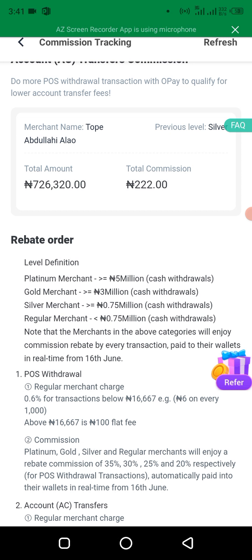I hope you get that. So the higher the level, the higher your commission will be. Everybody is charged the same amount, but the commission that will be returned to your wallet, that is the bonus you will get, is dependent on your level, and the higher your level, the higher the bonus you get. That's basically how it is.